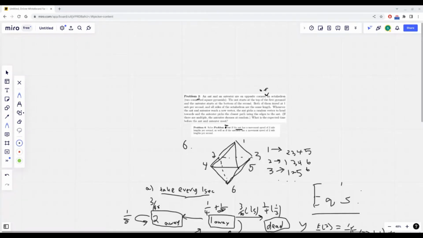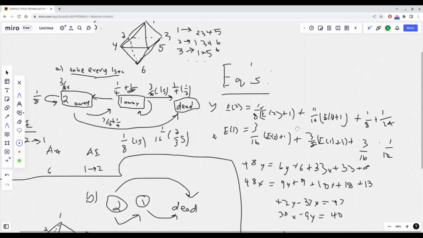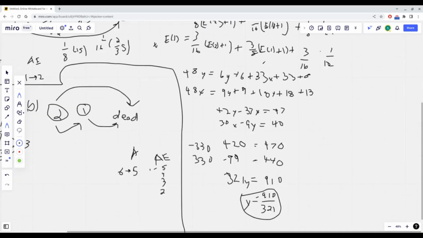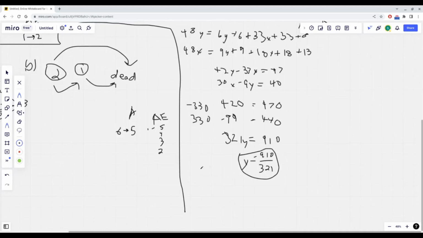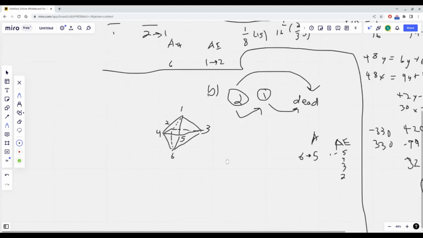All right, now we're going to head over to part 2, which is when the anteater has a movement speed of 2 cycles per second. And notice since the anteater is chasing down the ant, it moves towards the closest path, right? So we can notice that if we're trying to solve this problem, our expected value is probably going to be smaller than this value, 910 over 321, that we found for part A.